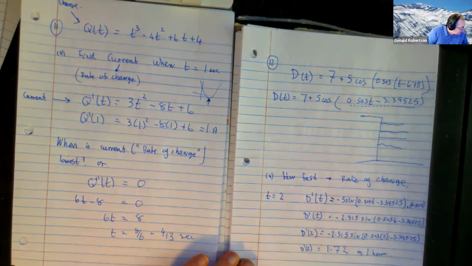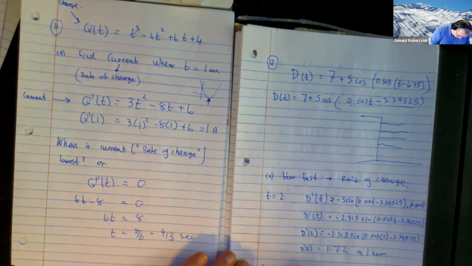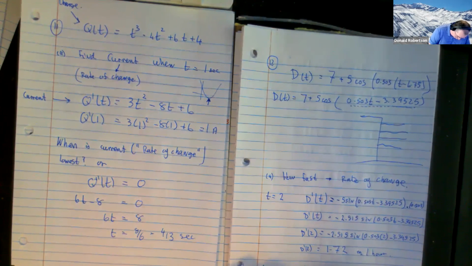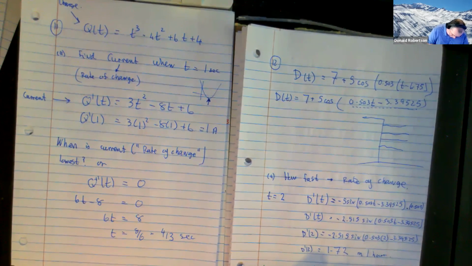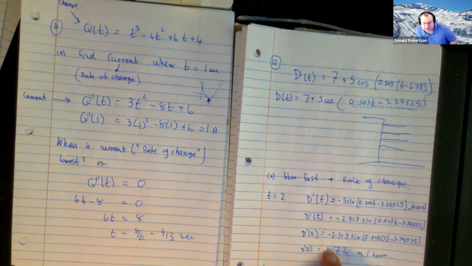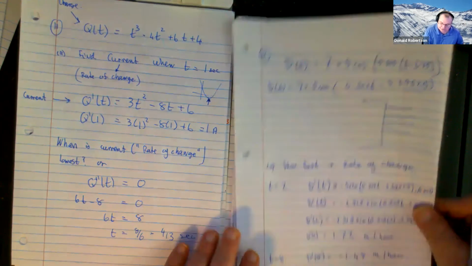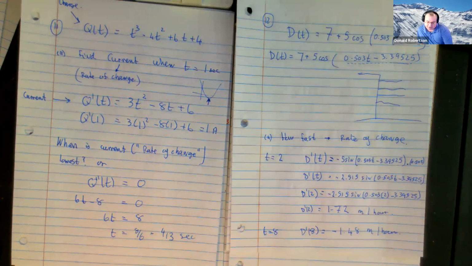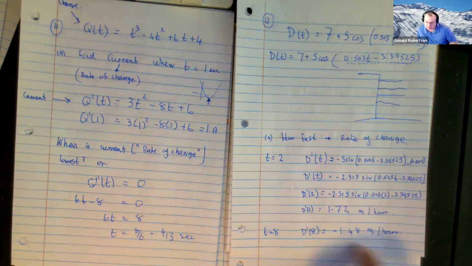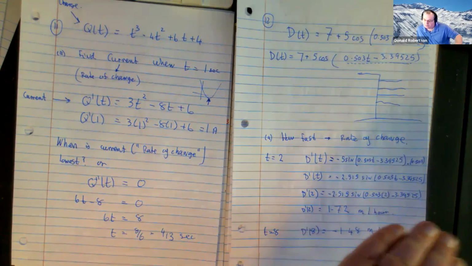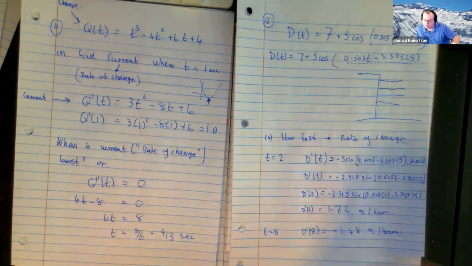If you plugged in t equals 8, the rate at which the water is changing, the tide is changing, is negative 1.48 meters per hour. At the 2-hour mark, the answer is 1.72. At 8 AM, it's negative 1.48. At 2 AM, isn't the water rising? Right. And at 8 AM, isn't the water going down?